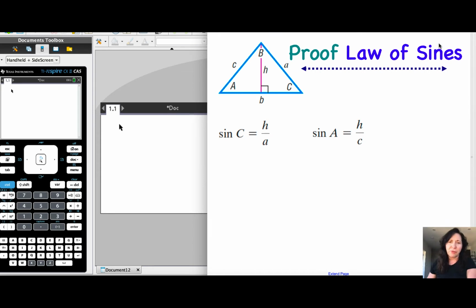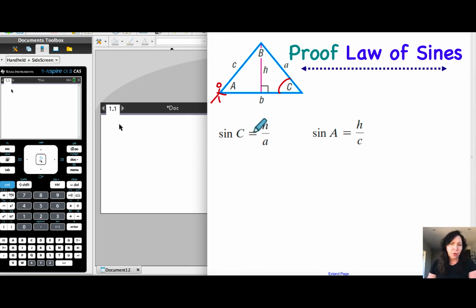What I want to do is review with you for about a minute the proof of the law of sines. The proof comes from two sine formulas in the same problem. If you put yourself at one angle, let's say angle C, and find the sine of angle C, sine is opposite over hypotenuse, so that would be h over a. Then you move to the other end of the triangle, and sine of angle A is also the opposite side, h, over the hypotenuse, which is c.